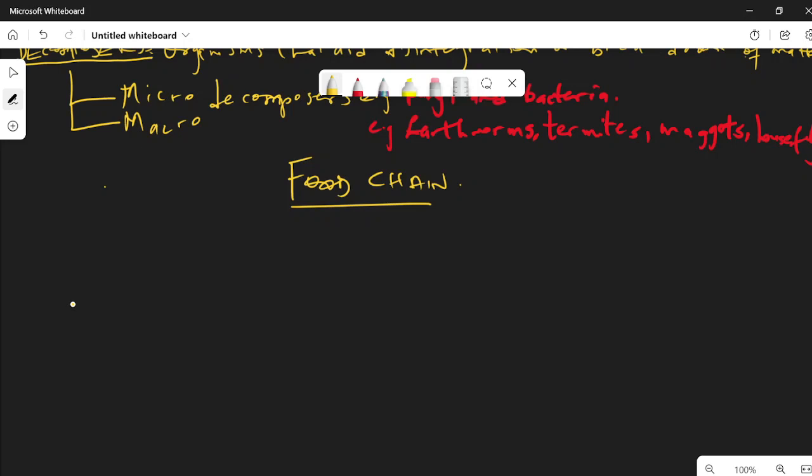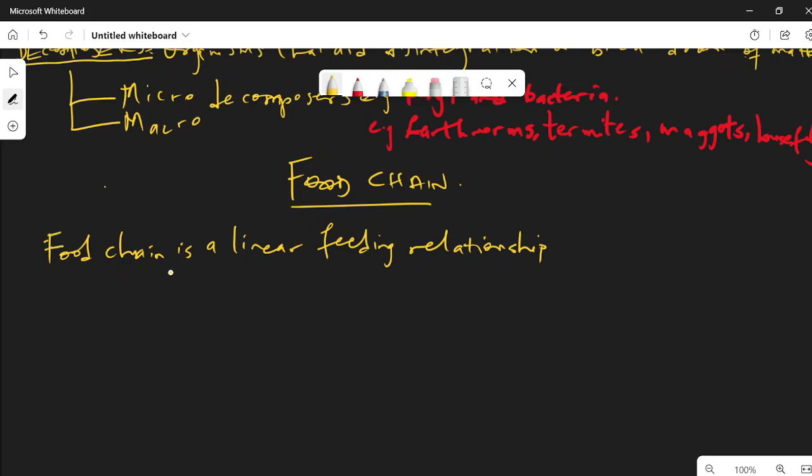Food chain. So what is food chain? Simply put, food chain is a linear feeding relationship. Food chain is what? A linear feeding relationship.